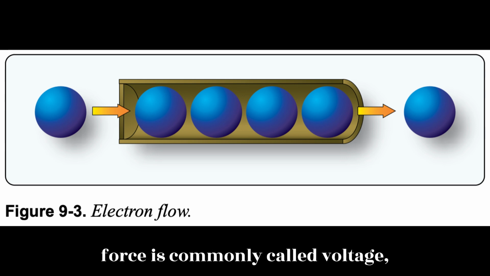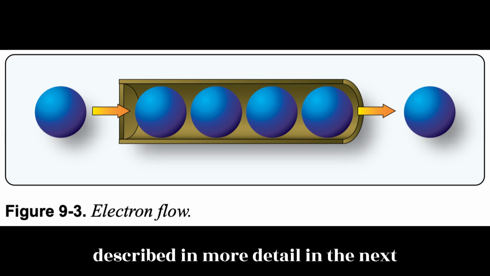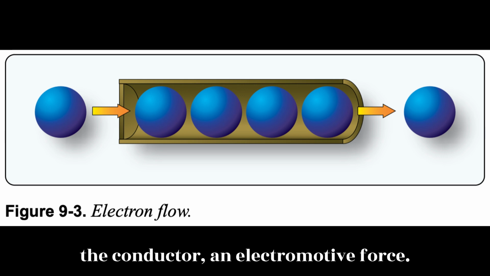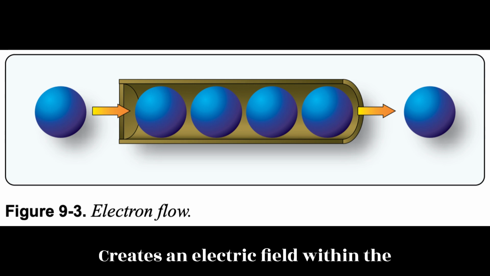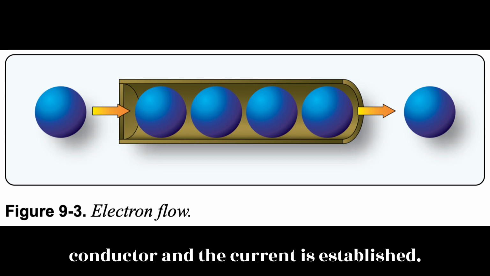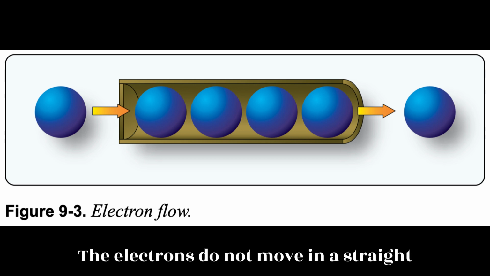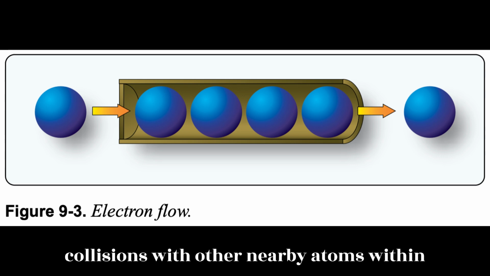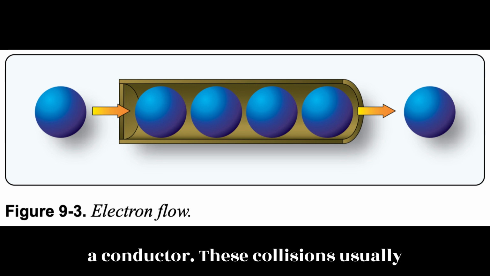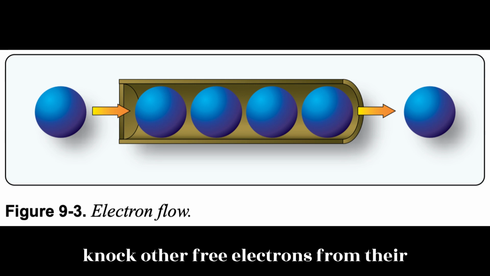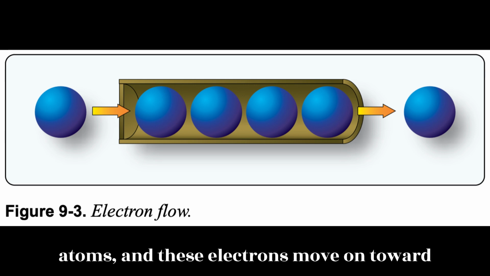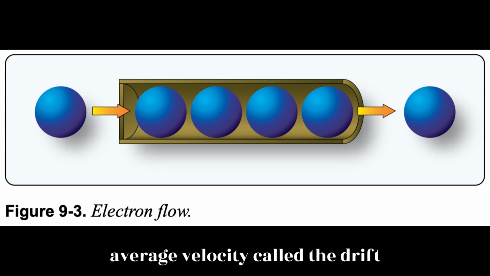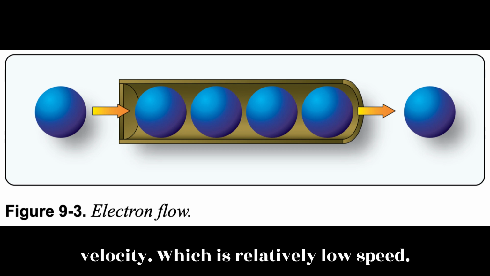This force is commonly called voltage, described in more detail in the next section. When a voltage is applied across the conductor, an electromotive force creates an electric field within the conductor, and a current is established. The electrons do not move in a straight direction, but undergo repeated collisions with other nearby atoms within a conductor. These collisions usually knock other free electrons from their atoms, and these electrons move on toward the positive end of the conductor with an average velocity called the drift velocity, which is relatively low speed.